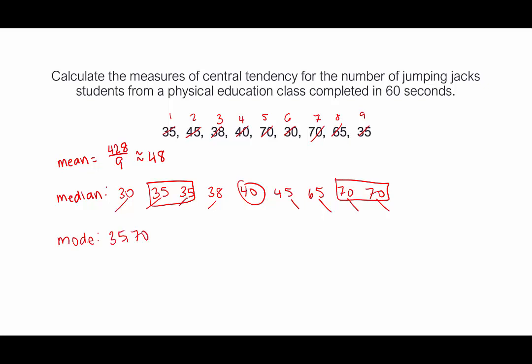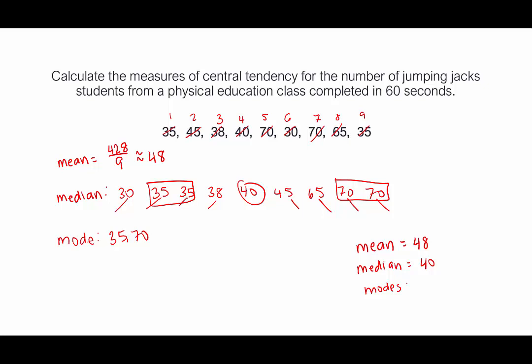So to summarize our data, I'm just going to write everything all neat over here so I can put a box around it. The mean we calculated to be about 48 jumping jacks in 60 seconds. The median we found was 40. And this was bimodal.